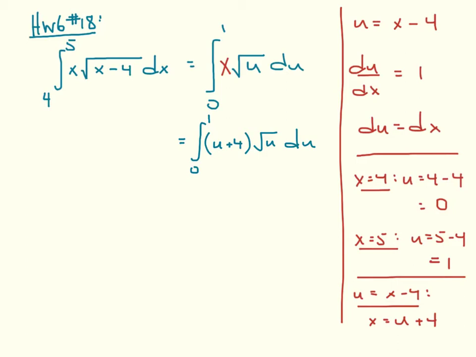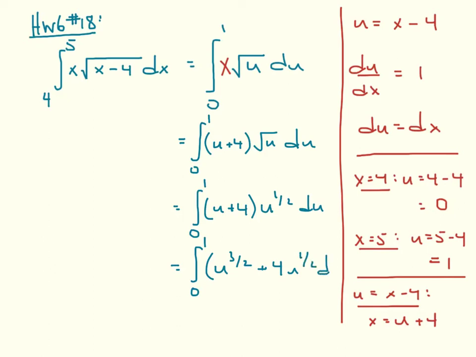Okay, and now we're all set to integrate, which means take the antiderivative, plug in 0, plug in 1, subtract, and do all of that stuff. To simplify things a little bit, I'm going to write the radical sign as a fractional exponent, so I get u plus 4 times u to the 1/2. And since we don't have anything like a product rule yet, we can't leave it like this. So we're going to distribute the u to the 1/2 and get u to the 3/2 plus 4u to the 1/2 du. Okay, and now we're all set to take the antiderivative and solve.